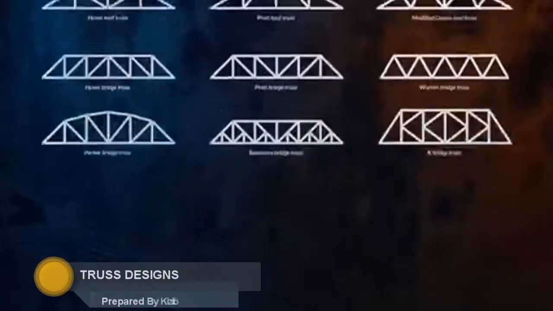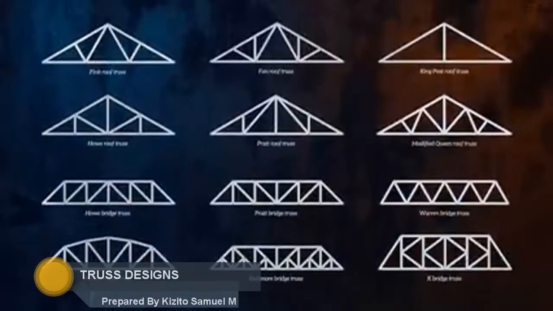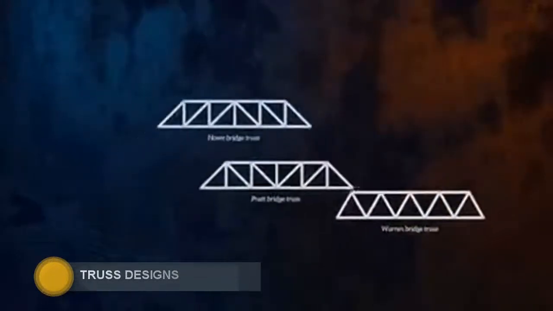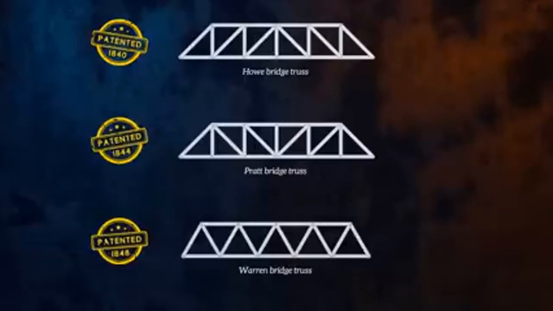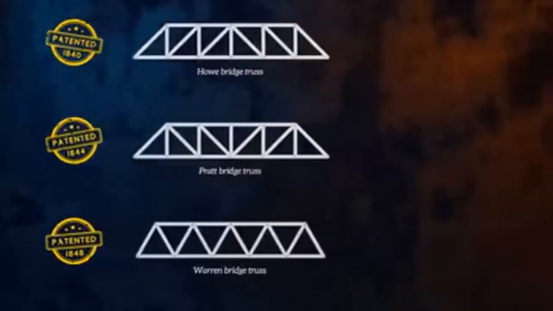Let's explore some of the differences between truss designs. Here we have three different bridge trusses: the Howe, Pratt, and Warren trusses. These trusses were all patented in the 1840s, at a time when new bridge designs were being developed to accommodate the expansion of the railroad industry. They were typically constructed from a combination of wood and iron. We can learn a lot about truss design by figuring out which members are in tension and which are in compression. Let's start with the Howe truss.